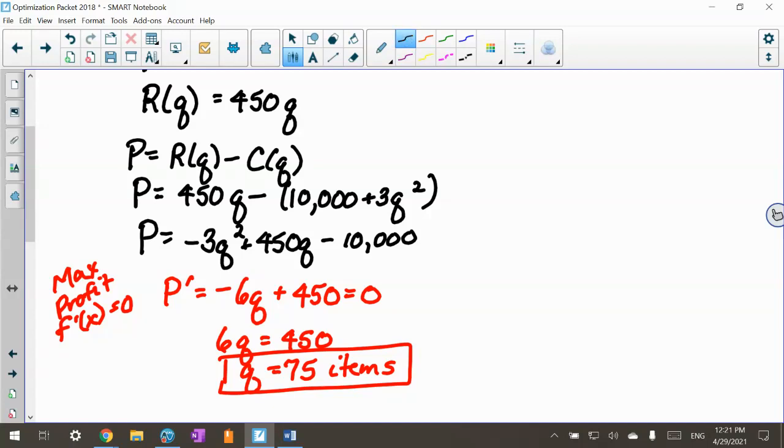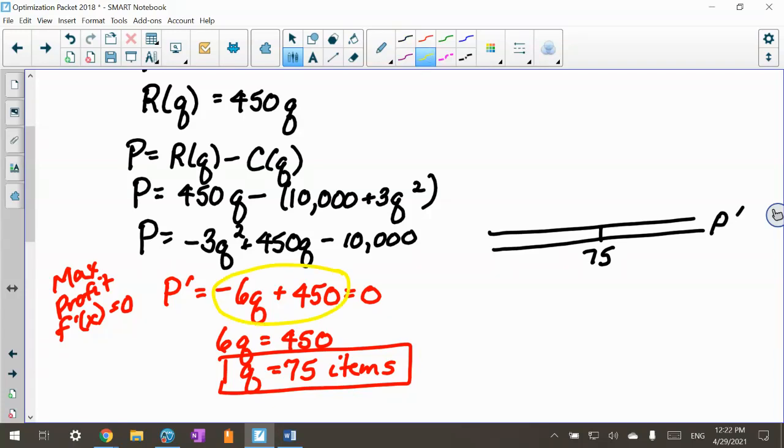Before we go any further, let's do my P prime sign chart to make sure it is a maximum. 75 items is what we found. If I go to the left of 75, let's pick 10, and I plug it in there, I'm going to get a positive number. If I go to the right of 75, let's say 100, I'm going to get a negative number. So this is a maximum. I just did my first derivative test and it showed a maximum.